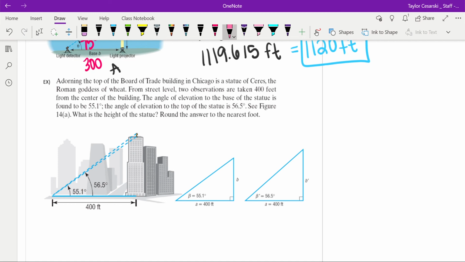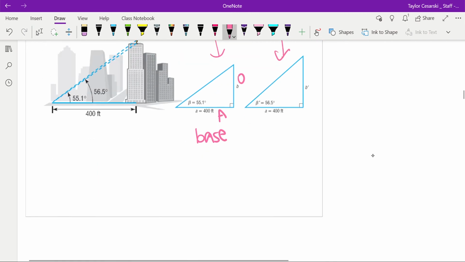Alright, so you can see that they've drawn these 2 triangles here to help us. The first thing I want to do is to find this height to the base of the statue. So let's go ahead and do this first. We have the angle. This is very similarly set up to the previous question. So I have opposite and I have adjacent, so I'm going to use tangent again. Tangent of 55.1 equals b over 400.